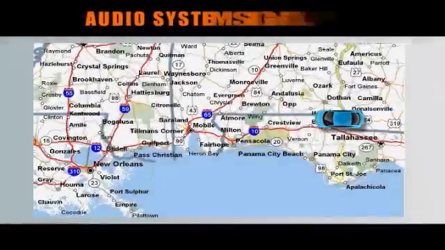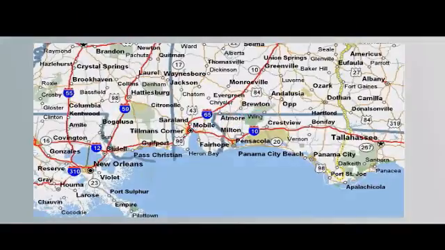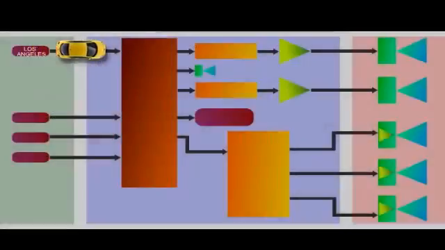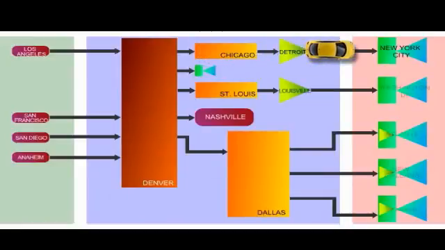Keep in mind, an audio system signal path is much like a road map. Cities are connected by roads, while devices are connected by cables. The direction of travel is output to input.